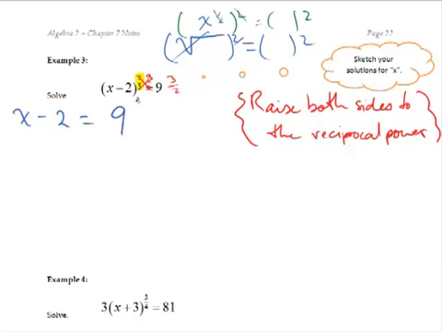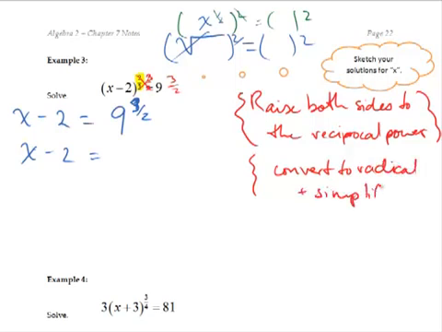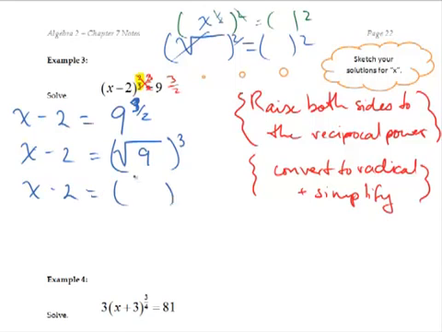On this side, though, we still have 9 to the 3/2 because there was nothing to cancel those 3/2 with. But that's okay. We know how to deal with these. Our next step is to make sure that we convert this to a radical and then simplify if we need to. So when we convert this, this will become the square root of 9, all of that raised to the 3rd power. So x minus 2 equals, square root of 9 is 3 raised to the 3rd power, which means 3 raised to the 3rd power is 27.